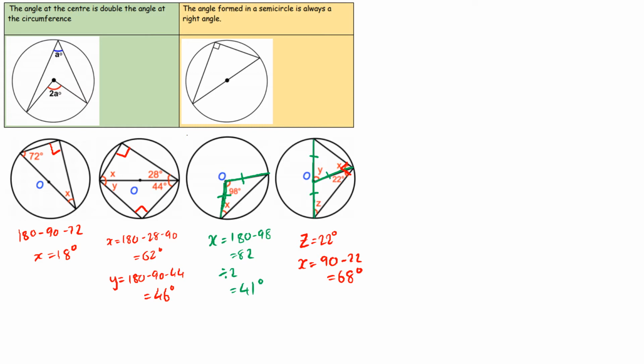And then y, there are a couple of ways you could do it. Let's use the top isosceles triangle. If we know that x is 68, then we know this is 68 as well. And so y is 180, take away 2 lots of 68, which is 44 degrees. You could have done it by finding the angle in the other isosceles triangle though and taking it away from 180 because it's on a straight line.